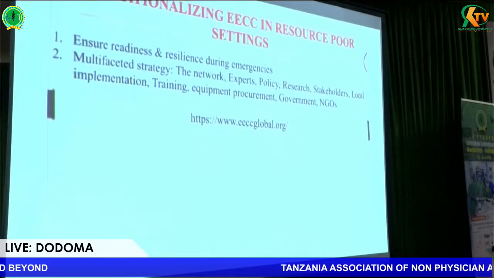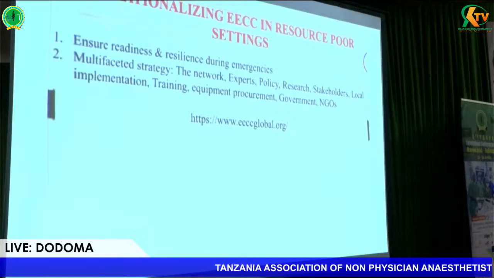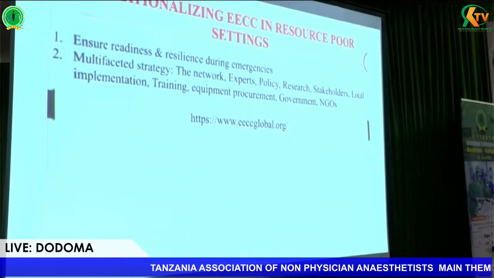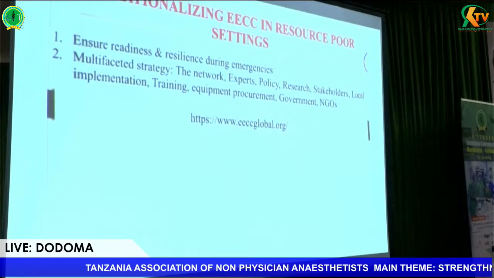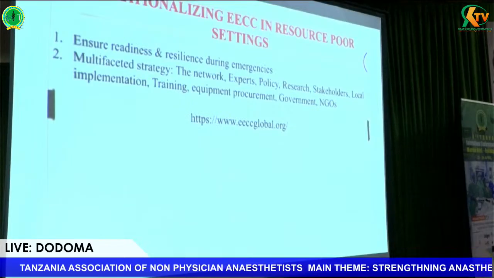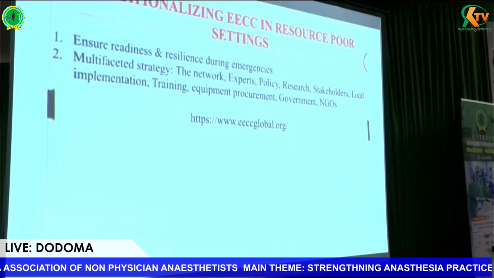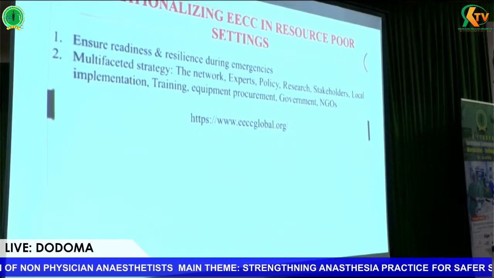Operationalizing ECC resources for poor settings is just to ensure readiness and resilience, to be ready to adapt. You call it adaptive changes. First thing is behavior and attitude. To practice ECC, you need to be committed.